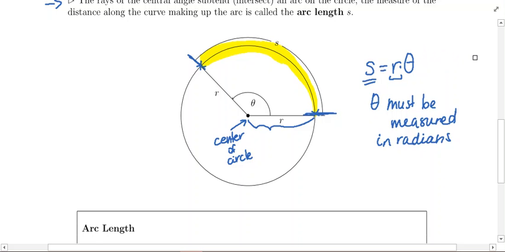All right, so what you need to know is you need to understand what arc length is. It's the length of a particular curve along the circle, and you can calculate it. It's usually referred to as S. You just do the radius times the angle, but the angle has to be measured in radians.